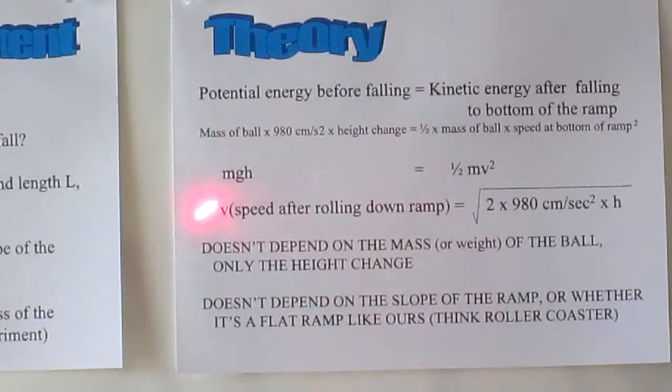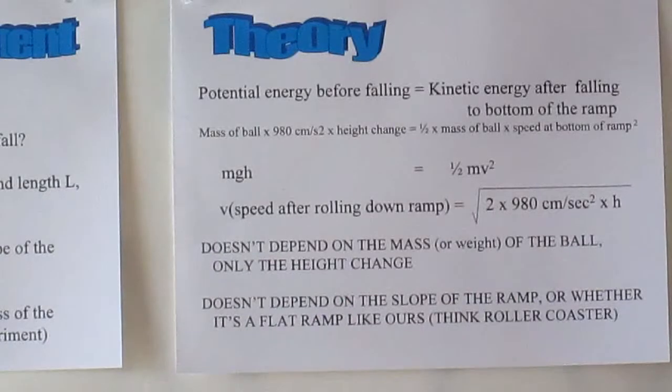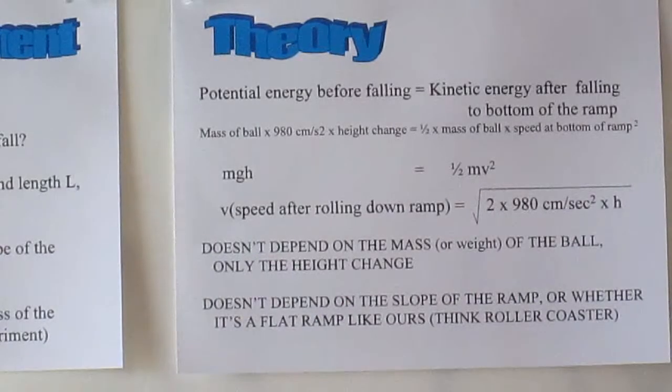So, one thing about this equation is the speed doesn't depend on the mass or the weight of the ball, only the height change. And it doesn't depend on the slope of the ramp or whether it's a flat ramp like ours. Think of a roller coaster, for example. If the roller coaster falls through height h, you can tell what its speed is at the bottom without knowing what the mass of the roller coaster is or the form of the curve it goes through to get to the bottom.